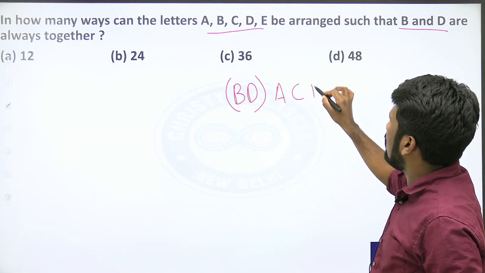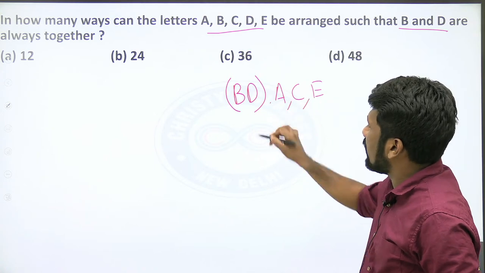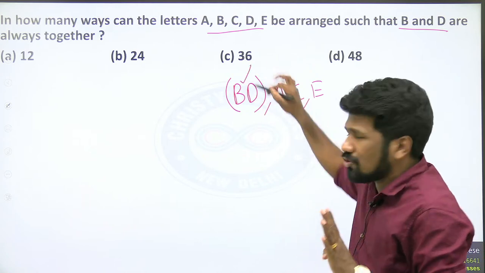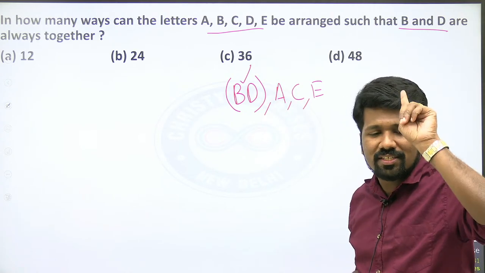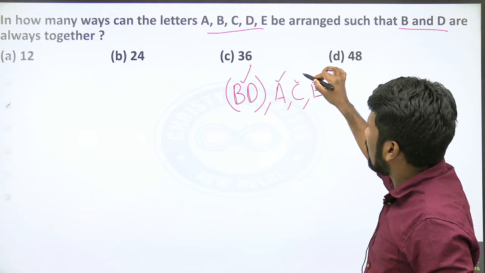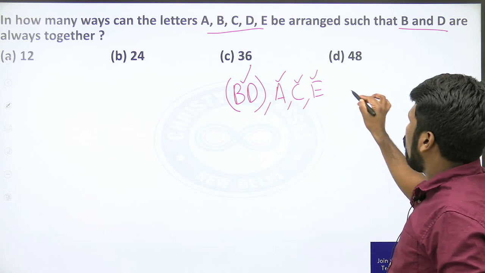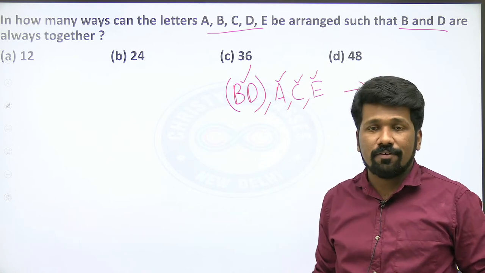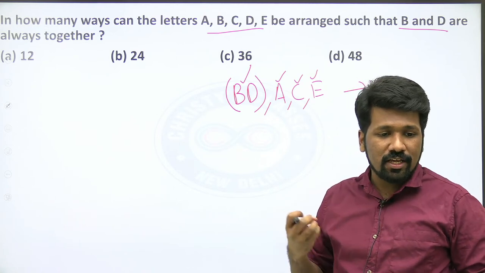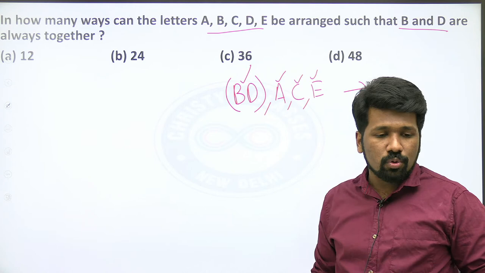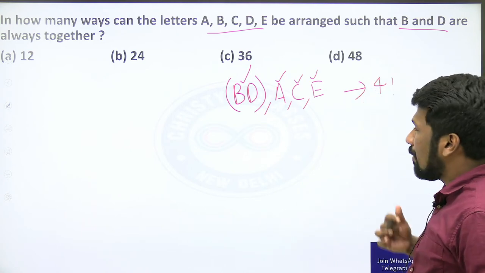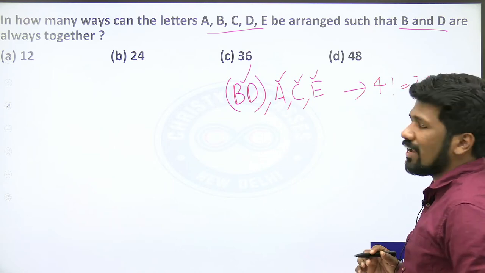A, C and E, three more letters. So total how many letters are there now? Not five letters, only four letters, because B and D should be together. So that can be considered as a single letter and three letters more. So total four letters. Four letters set of four factorial arrangements. Hoga na? First position, four tarike se fill kar sakta hai. Second, three tarike se. Third, two tarike se. And fourth one with one way. So total four factorial. But is four factorial 24 the answer?